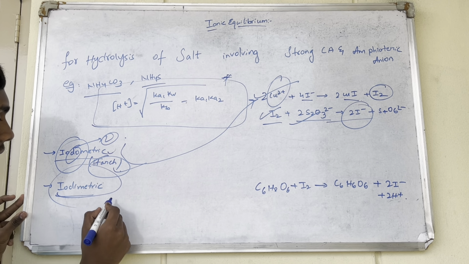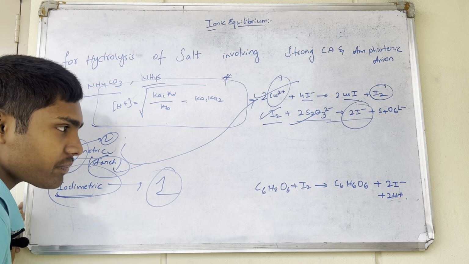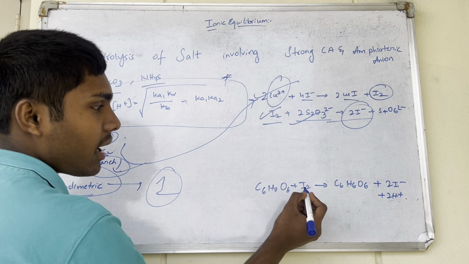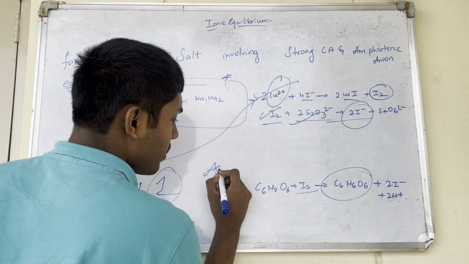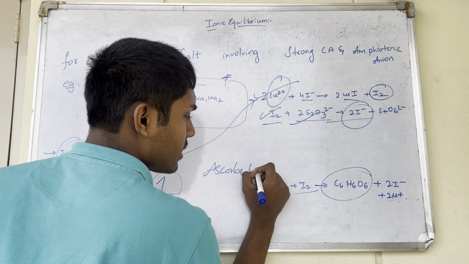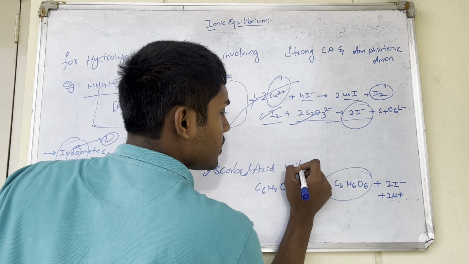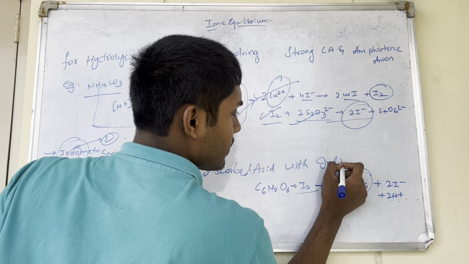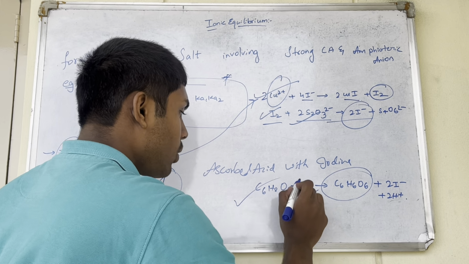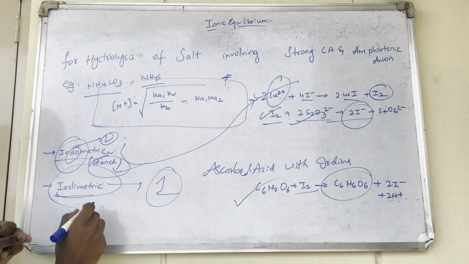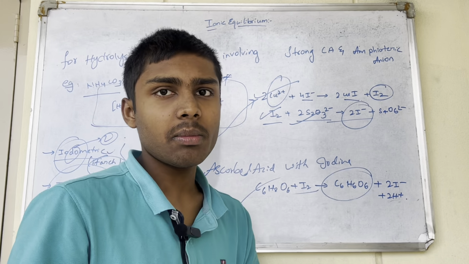Now coming to iodimetric titrations, which involve a single step. A single step in the sense I2 is used directly and you directly get this product. So this is nothing but ascorbic acid being determined with iodine, right? Ascorbic acid is determined with iodine. Directly you will get this one, right? So this is for iodimetric. Di means 1, do means 2. You can remember it in this way.